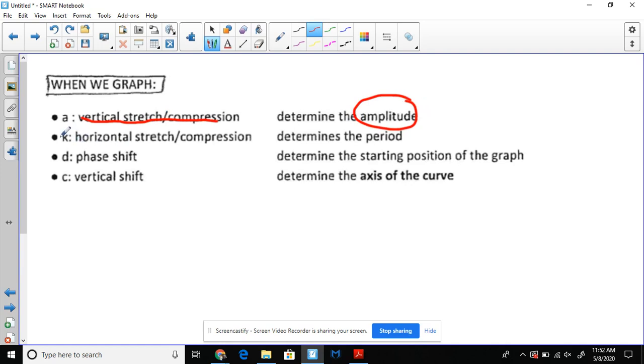And then the K value. Now, I apologize, this is an older note. I may have switched around the letters, like the K and the D and the C, so don't get too worried or stressed about the alphabet. But if K is the horizontal stretch or compression, that's not going to help me anymore. But K gives me the period. The phase shift, which is left or right, will help determine the starting position of the graph. And then the vertical shift, obviously up or down, determines the axis of the curve.